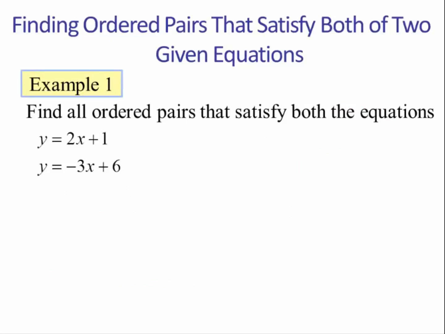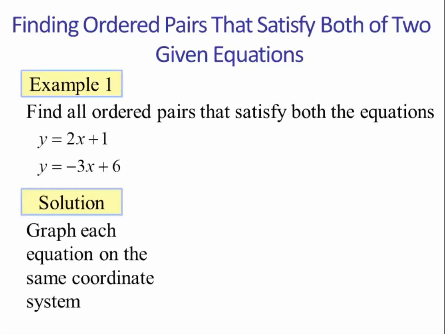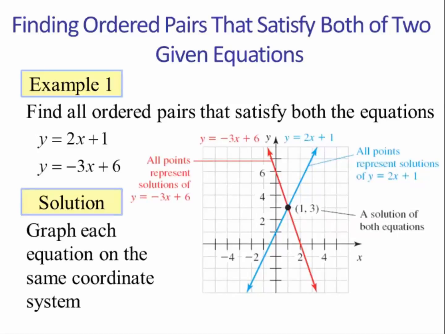Example 1. Find all the ordered pairs that satisfy both equations: y equals 2x plus 1, y equals negative 3x plus 6. Solution. Graph each equation on the same coordinate system. The blue line is y equals 2x plus 1. The red line is y equals negative 3x plus 6. And the point that they have in common is (1, 3).